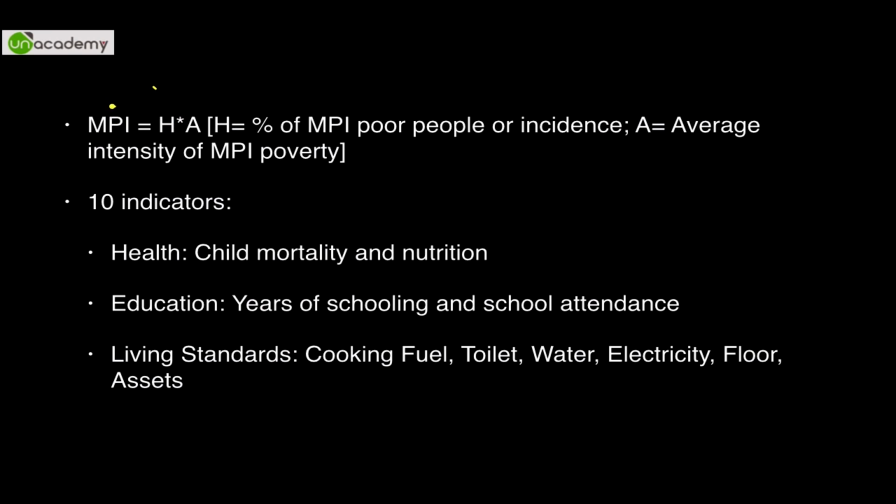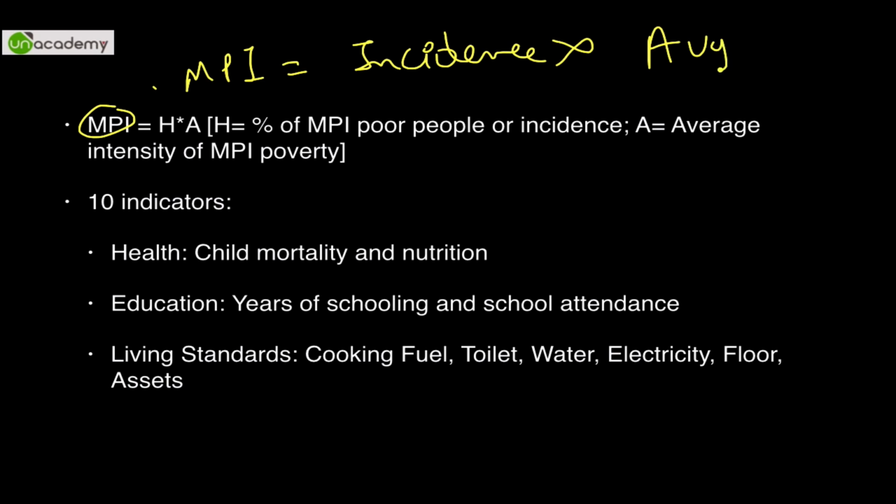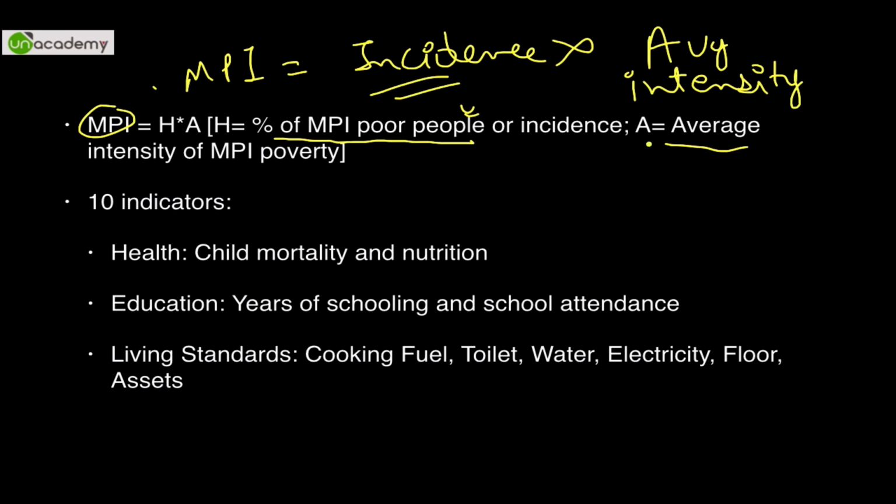Now, MPI is basically the incidence of poverty multiplied by the average intensity of poverty. Is that understood? Intensity into incidence. Incidence, denoted by H, is the percentage of MPI poor people, while average intensity is denoted by A. So H into A is equal to MPI, just in case someone asks.